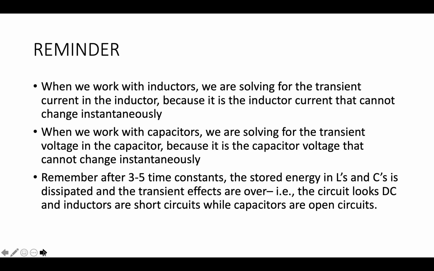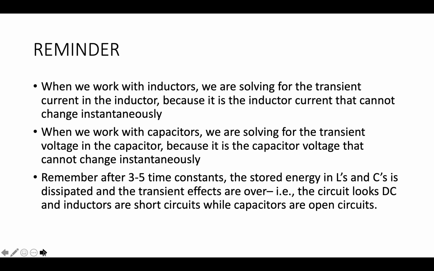When we work with capacitors, we're solving for the transient voltage in the capacitor because it is the capacitor voltage that can't change instantaneously. And the other thing to remember from the graph that was shown for the RL and RC natural response circuits is that after 3 to 5 time constants, the stored energy in the inductors and capacitors is fully dissipated, and all of the transient effects are over. So somewhere between 3 to 5 time constants, just depending on your application, you can, for all practical purposes, assume that you have a DC circuit, meaning the inductors look like short circuits and the capacitors look like open circuits.